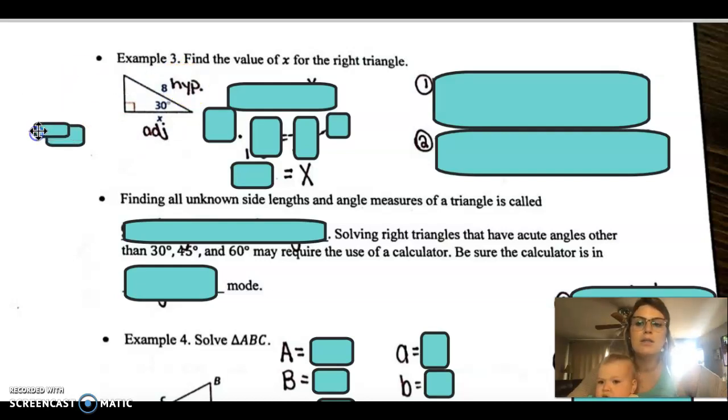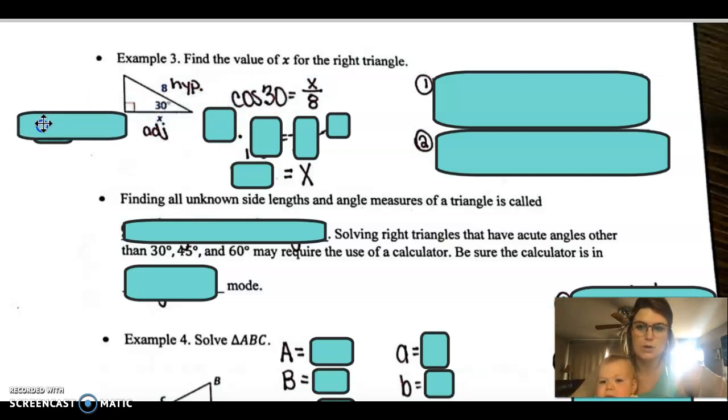The good thing about these is we're not finding all 6 trig functions, so we don't have to do the Pythagorean theorem to find the third side. All we use are the things they give us. So from 30, x is adjacent, 8 is hypotenuse. Which trig function uses those two sides? Cosine.